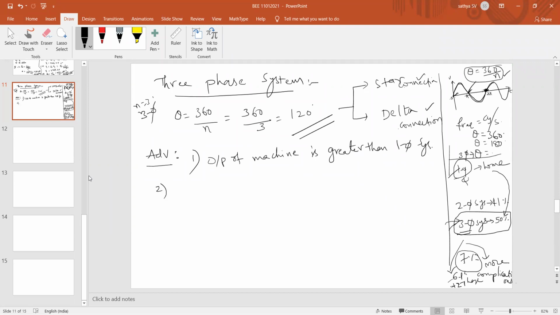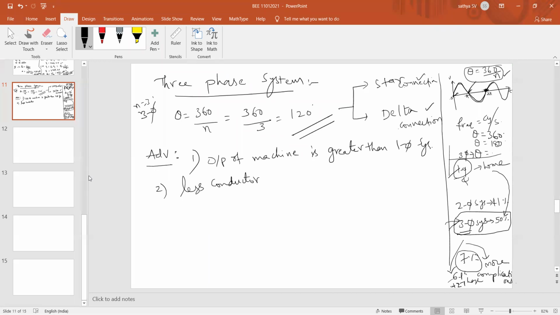And what is the second advantage? In a three phase system, always remember we need less conductor material. You may have some doubt: sir, we have three phases, so there are three lines, three conductors, whereas in single phase there is only one conductor. How are we using less conductor material? You may have some doubt, but always remember, as an engineer we need to focus on the outcome. The outcome is how much power these lines are carrying.